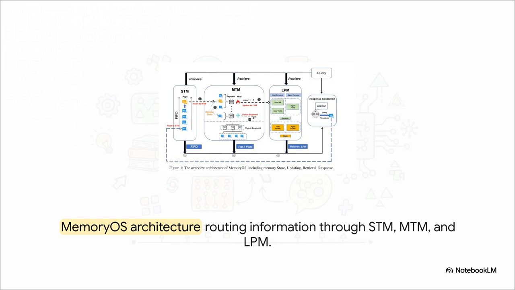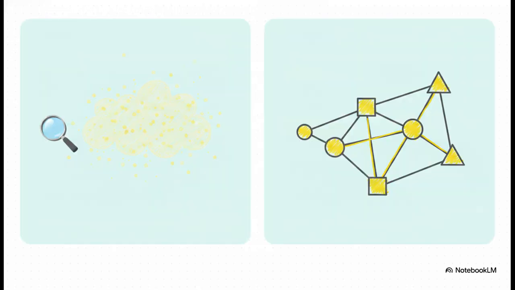So instead of scanning millions of flat vectors, the agent dynamically pages context in and out. That drastically slashes token costs and vastly improves relevance. But what about when facts have to be absolutely exact? This brings us to GraphRAG. Standard vector RAG is fuzzy. It looks for semantic similarity.